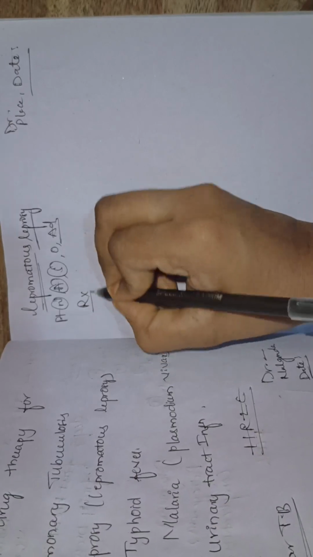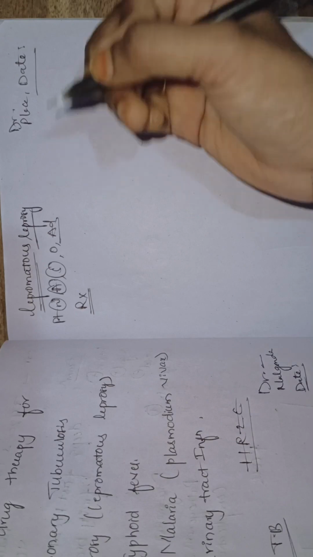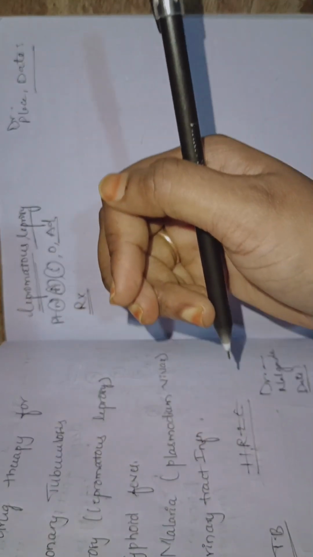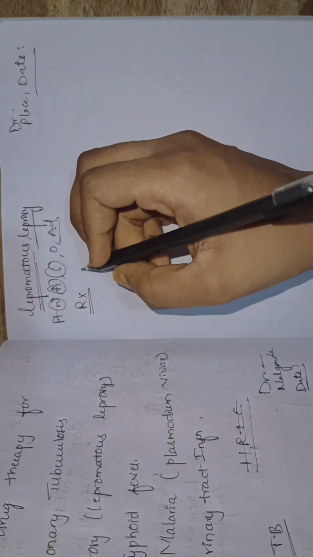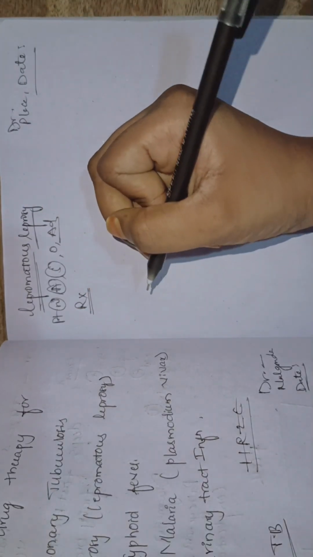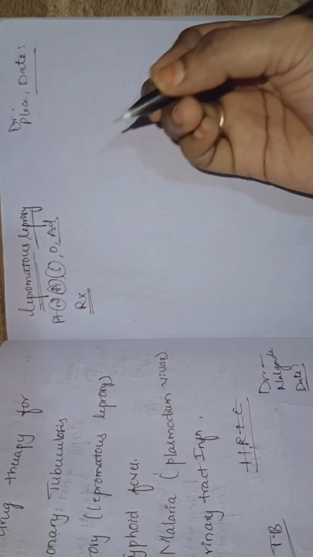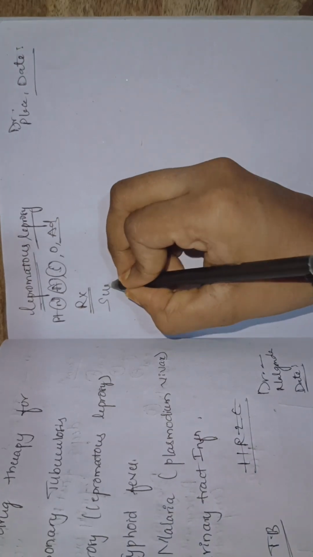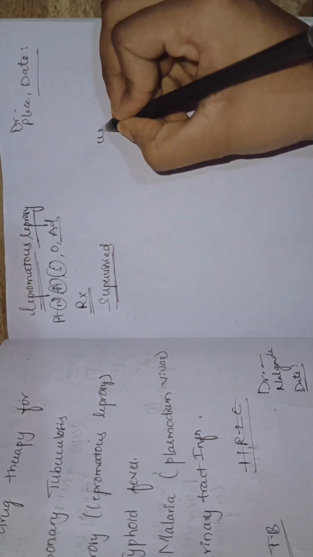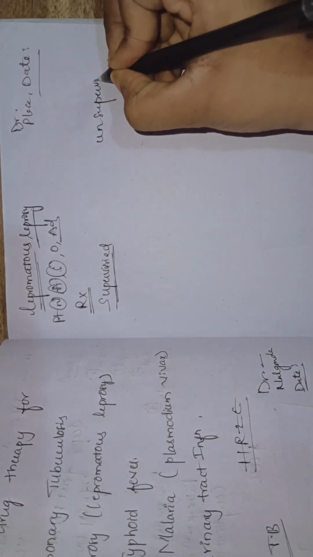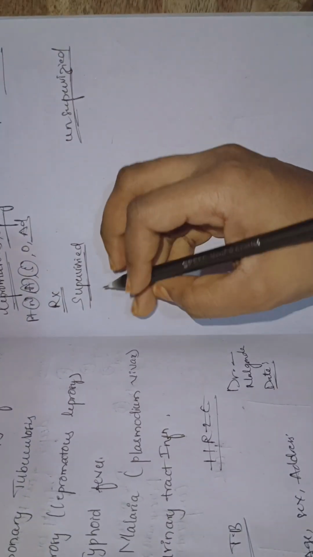Next, what is the treatment? There are 3 drugs to be used in lepromatous leprosy: clofazimine, rifampin, and dapsone. In this, supervised and unsupervised drugs should be given. Supervised means in the presence of a supervising person, and unsupervised drugs should also be given. First, the supervised drugs are rifampin and clofazimine.